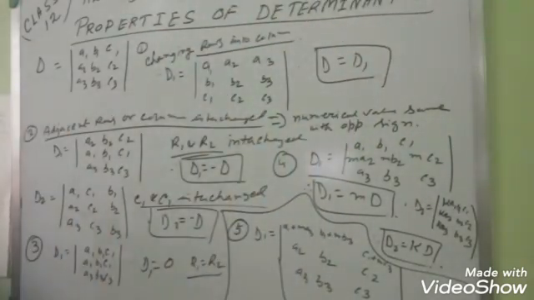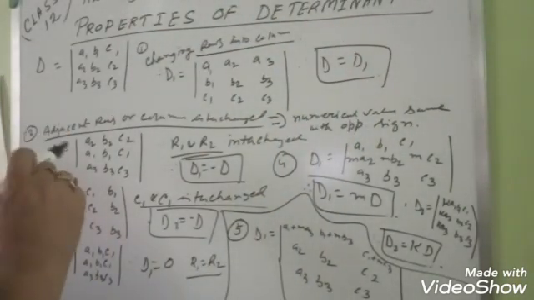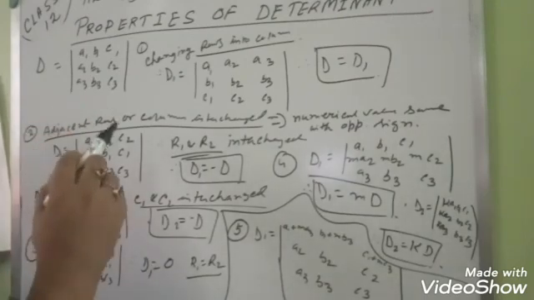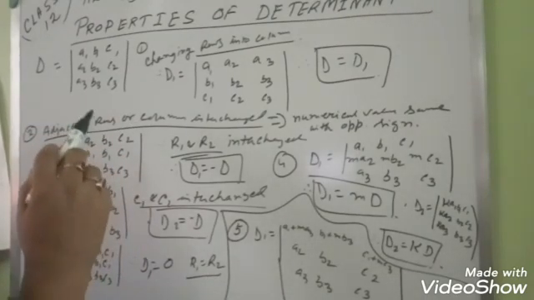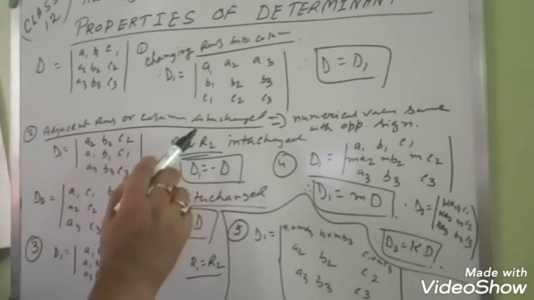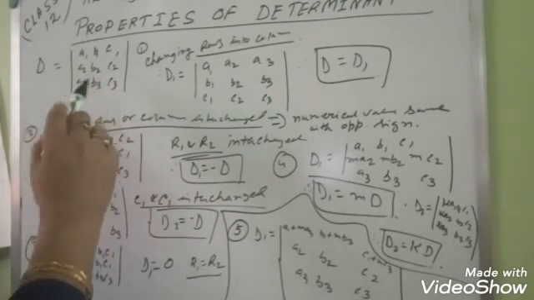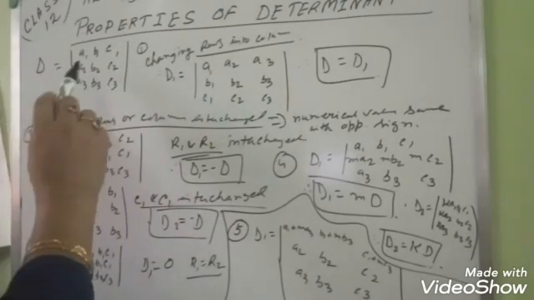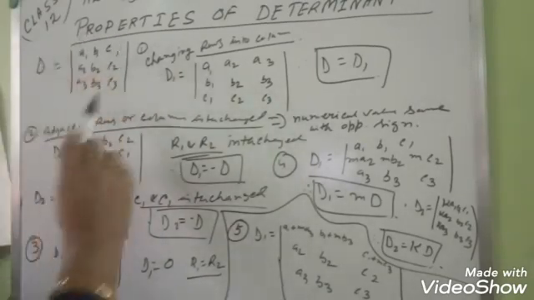Now what is the second property? Second property is, if two adjacent rows of a determinant are interchanged, the numerical value of the determinant remains the same, but its sign is altered. Okay. Now the determinant is, we know, A1, B1, C1, A2, B2, C2, A3, B3, C3. Already we have taken this determinant.